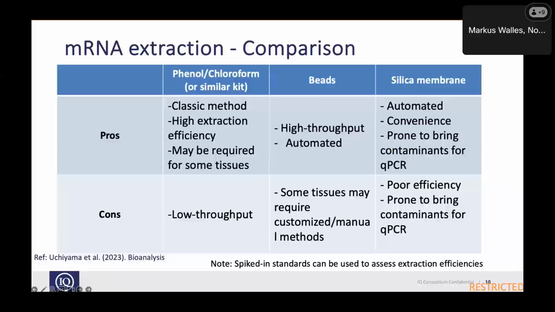So considering the challenges of RNA extraction in some tissues, the use of spiked-in controls can enable determination of extraction efficiencies.